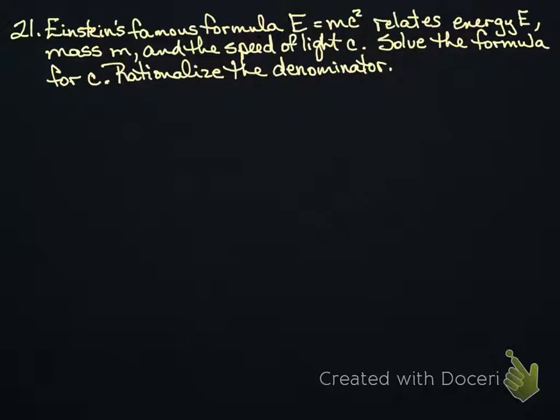So, number 21 says Einstein's famous formula E equals mc squared relates energy E, mass m, and the speed of light c. Solve the formula for c, and then rationalize the denominator. Okay, so E equals mc squared. I've got to solve for c, so I'm going to start by dividing by m.